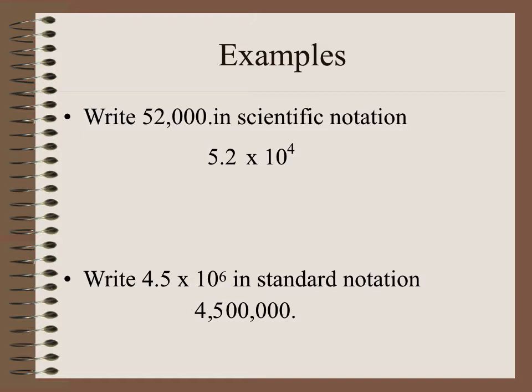Once again, notice that the power is not necessarily telling us about the zeros. We don't have 6 zeros. Had we placed 6 zeros, we would have ended up with 45 million, a number very different from 4,500,000.